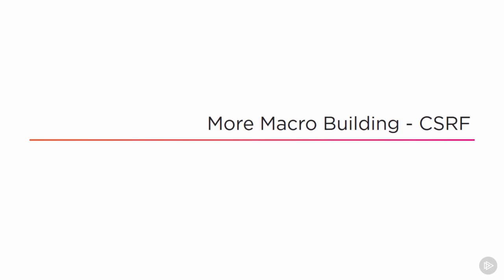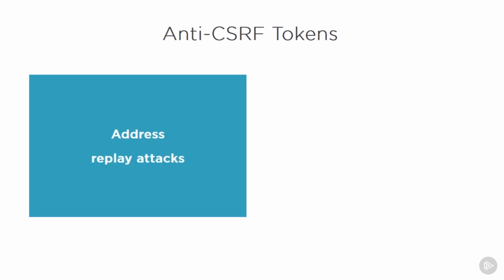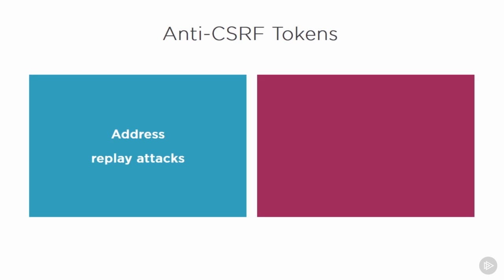So continuing with different scenarios to address automation, let's see how Burp macros can help us with anti-cross-site request forgery tokens that are present inside of requests. First, a quick review of anti-CSRF tokens, or cross-site request forgery tokens. An application is going to mitigate the threat of cross-site request forgery, otherwise known as CSRF, by placing these anti-CSRF tokens in each request submitted by the user. Now, these tokens are designed to address replay attacks, and generally they are assigned on each previous response.